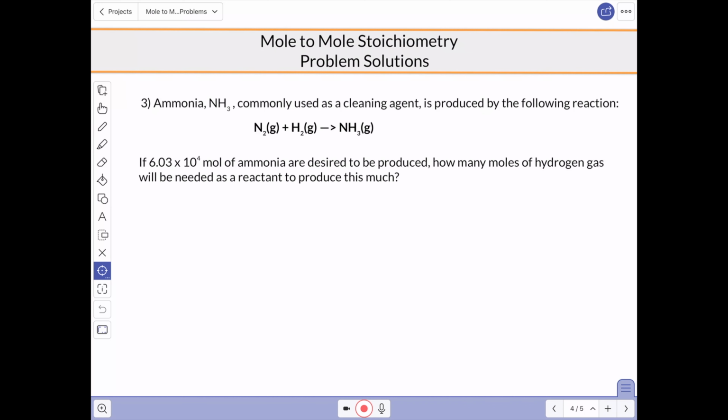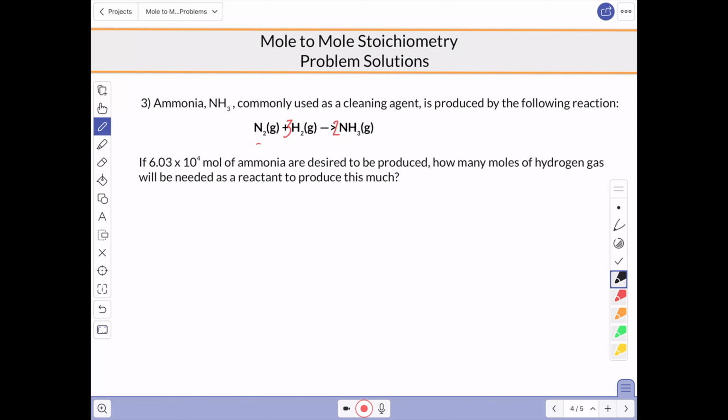What do we always want to do? We always want to check if it's balanced. Let's see, we got 2 nitrogens on the left. Oh, we need 2 on the right. So let's go ahead and add 2 here. And that gives us 6 hydrogens, so we need to put a 3 there to balance it. So now we have a balanced chemical reaction. We can get to work.